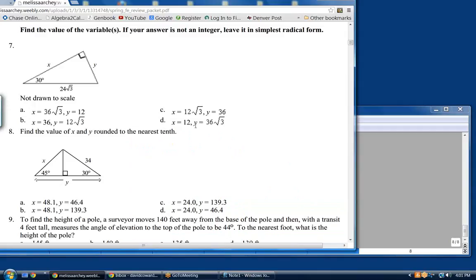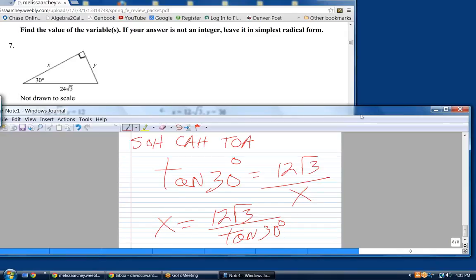X is? Yeah. That doesn't match any of the answers we have. You do 12 root 3 divided by tangent of 30. Uh-huh. That's what I did.